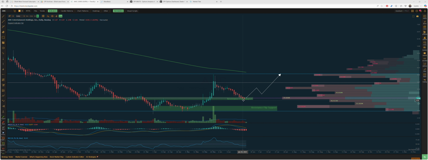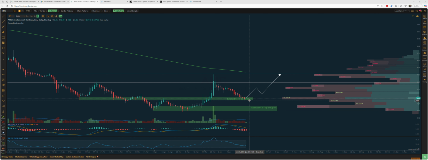If you start breaking below this volume node right over here, which is probably the volume point of control, which is 296, you're going to come back down to this next node over here, which is around 276 to 255 area, which is this resistance flip support area right over here that I have. So I want to see AMC stay above this level. If not, you're going to come back down.